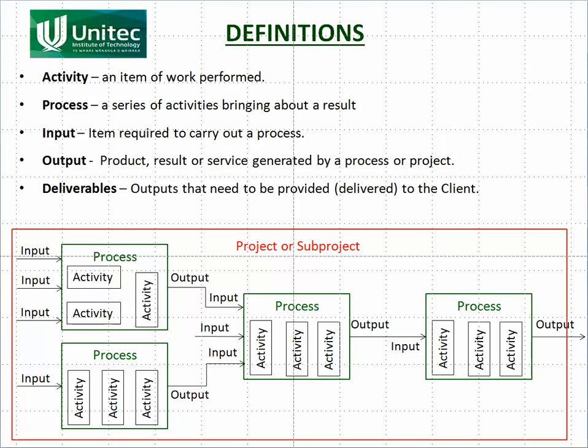So let's look at a few definitions that are used in project management. So we've got an activity. An activity is a discrete unit of work, of something you actually do. So for example, if you were producing a set of drawings, sitting down and producing a drawing is an activity. Now a process is a series of activities bringing about a result.